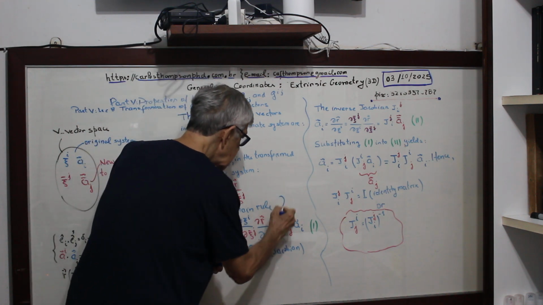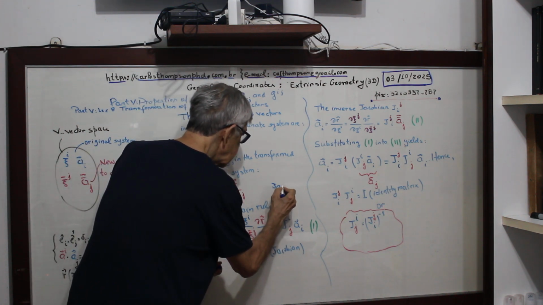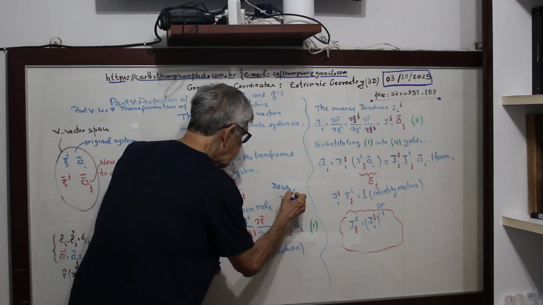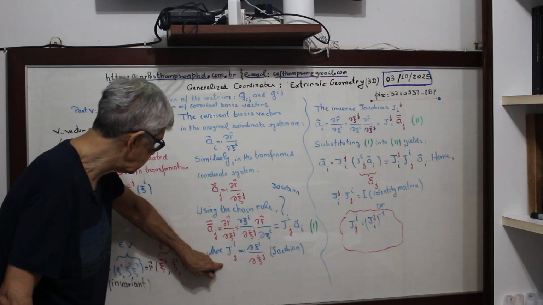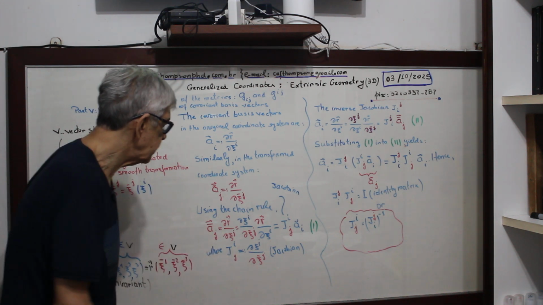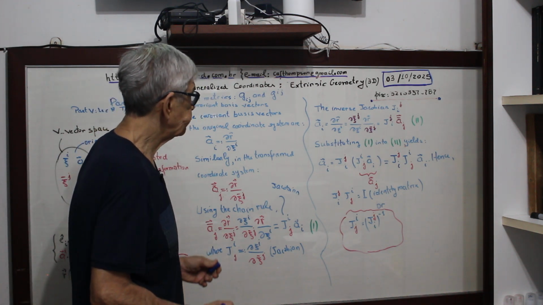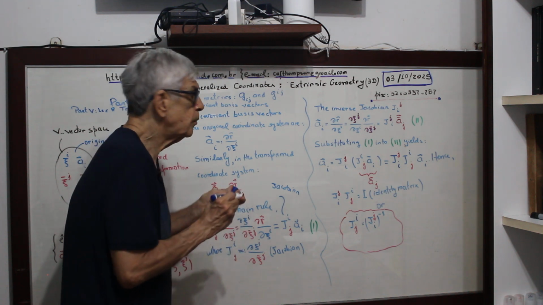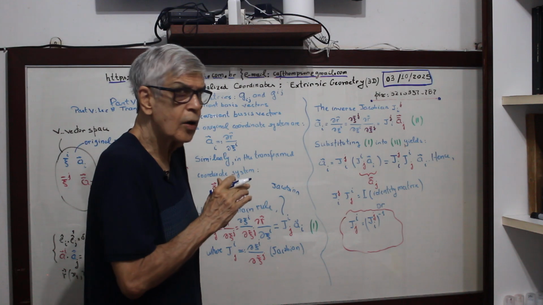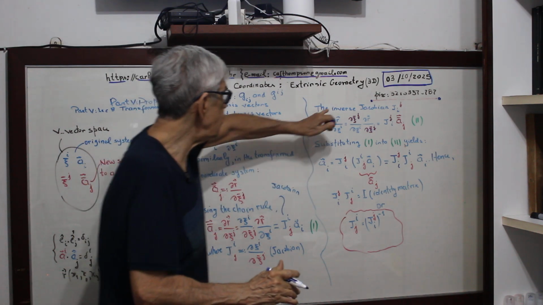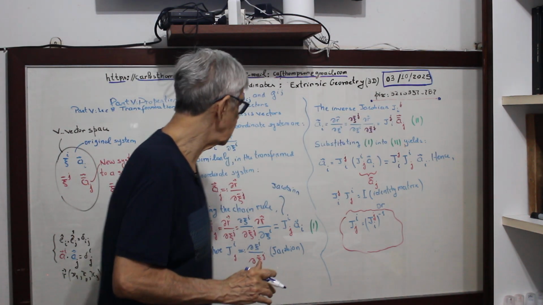By definition, I call this term over here the Jacobian. I put it over here. I just bring it to here, this is the Jacobian. Now I'm going to the inverse of this Jacobian.